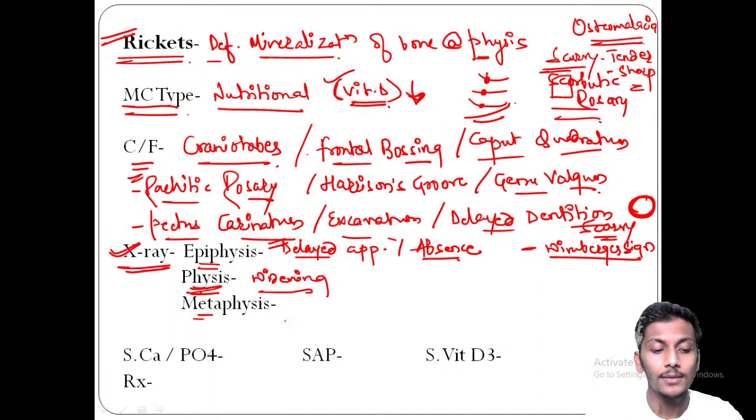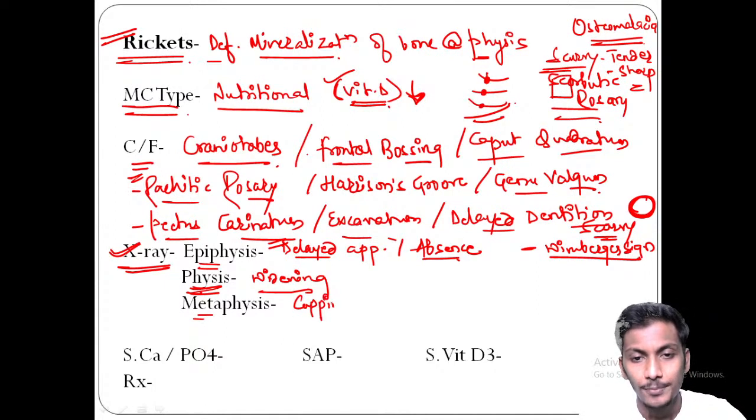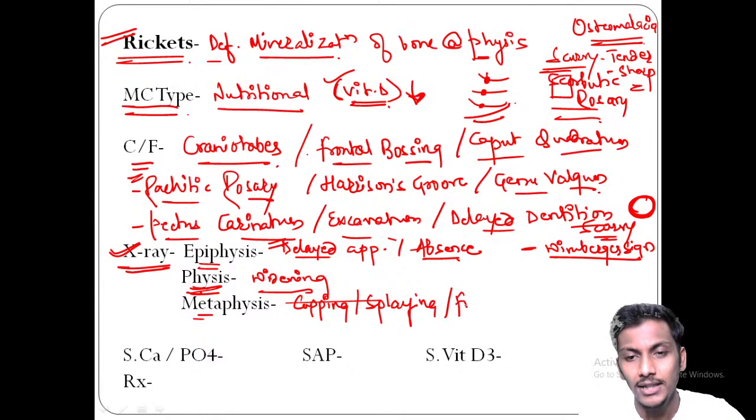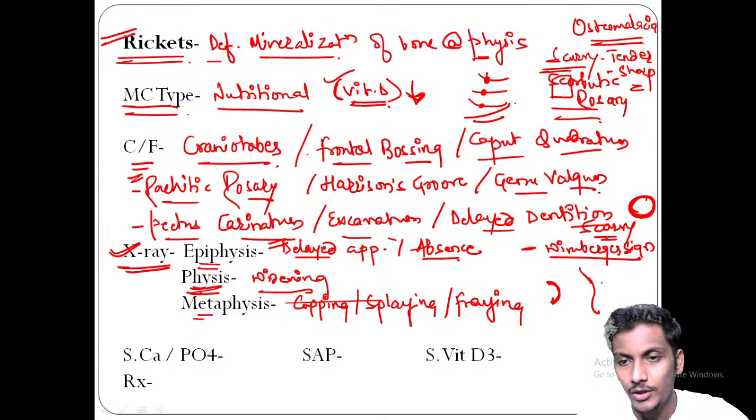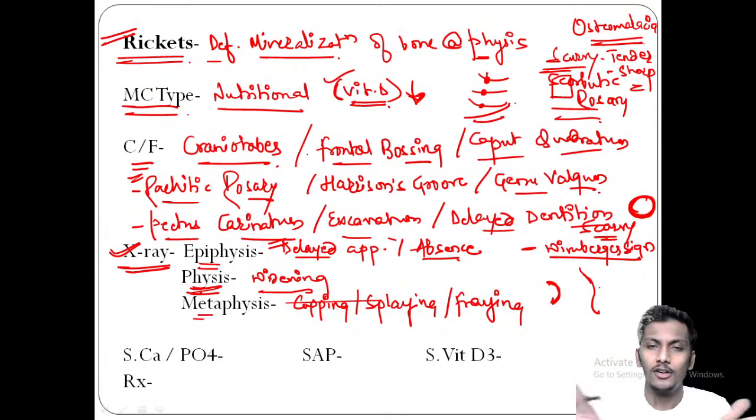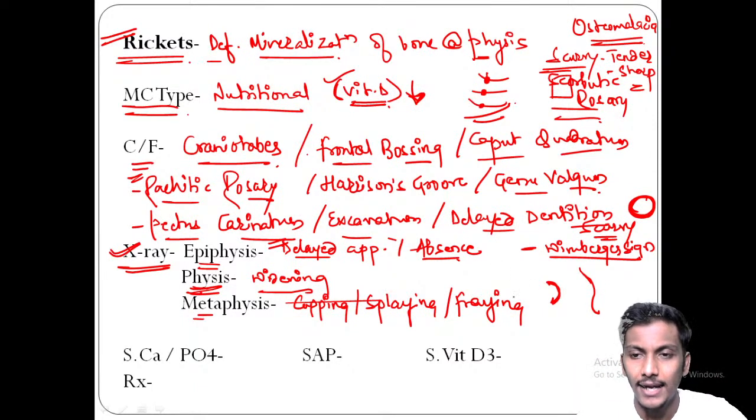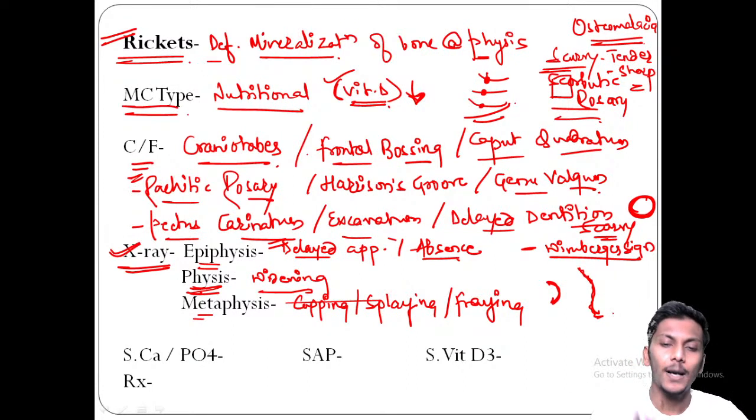And what are the changes seen in the metaphysis? Please remember, at the metaphysis we can see cupping, splaying and fraying. I'll explain these three. First, what is cupping? This type of metaphysis would be seen, there would be cupping of the metaphysis. Second, what is splaying? Widening of the metaphysis would be seen. That is your splaying. And lastly, what is fraying? Irregular borders would be seen. That is your fraying. So please remember, cupping, splaying and fraying are the three findings seen at the metaphysis in cases of rickets.